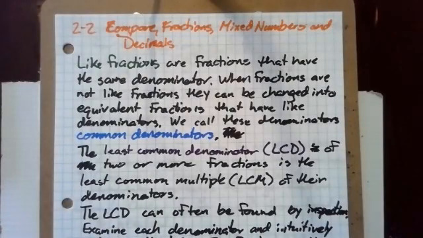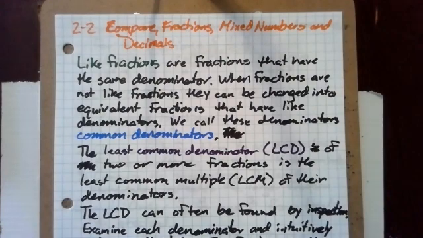In this video, we will compare fractions, mixed numbers, and decimals. Like fractions are fractions that have the same denominator. When fractions are not like fractions, they can be changed into equivalent fractions that have like denominators. We call these denominators common denominators.